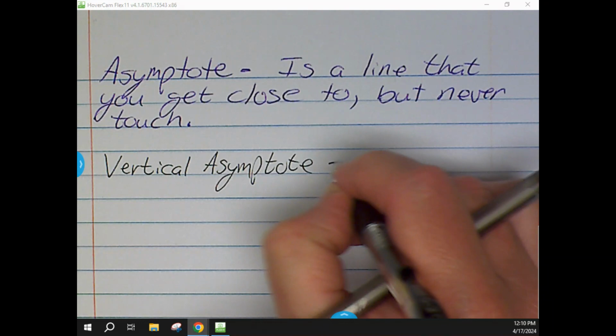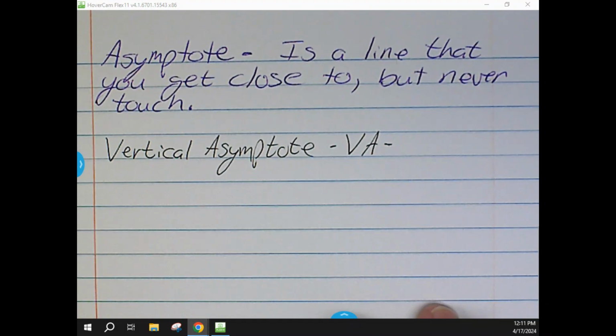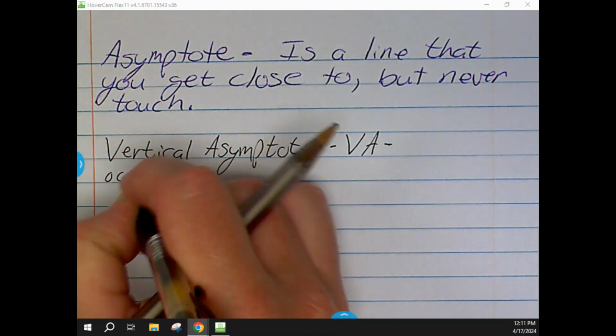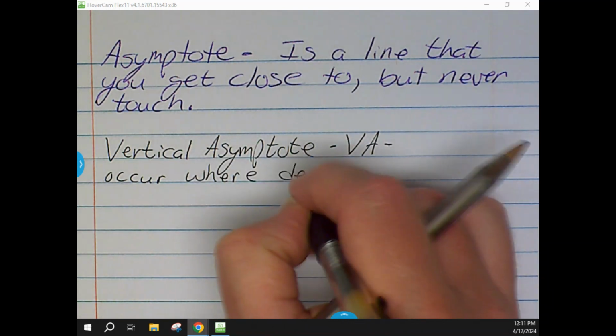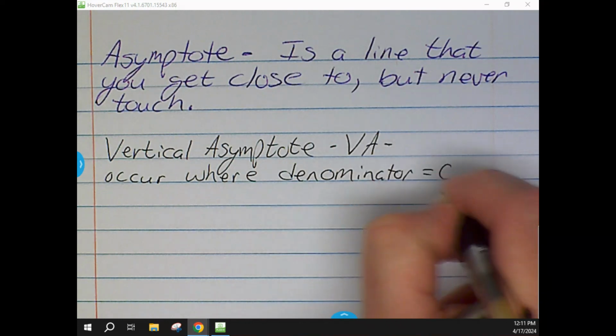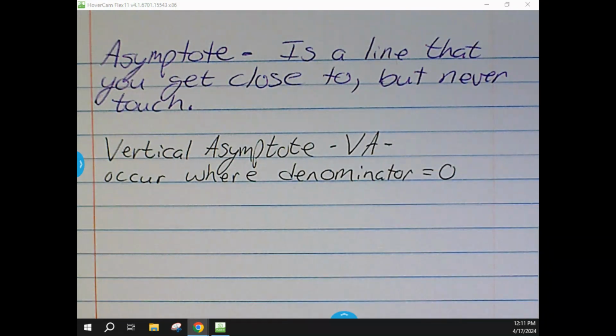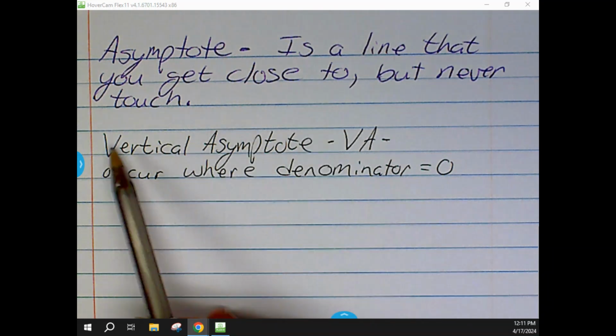And just so we don't have to say vertical asymptote every time, we'll just say VA, just to make it short. So that's a vertical line, going up and down. For the things we're going to look at, these occur where the denominator equals 0. Okay. And so again, vertical asymptote, that's basically just a vertical line.